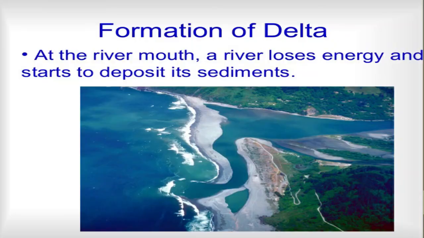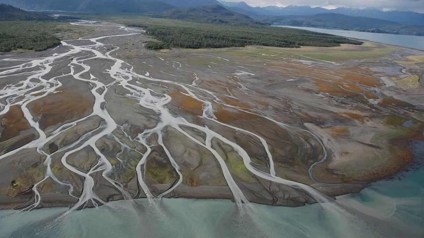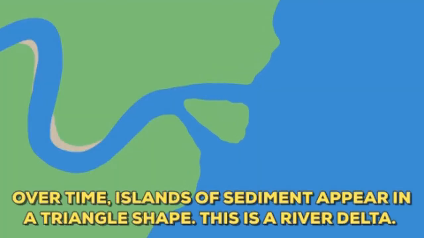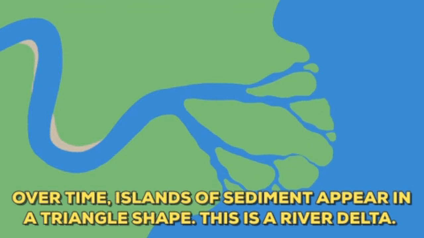A triangular shaped landform that is formed at the mouth of the river by the deposition of the sediments carried by the river is called a delta. The Ganga and the Brahmaputra form the world's largest delta, the Sundarban Delta. Now, what do you mean by the mouth of the river? The mouth of the river is the point where the river enters into the sea.